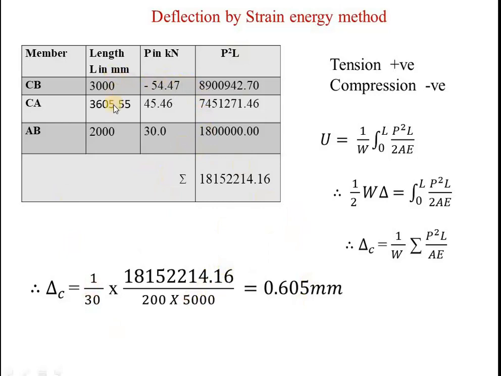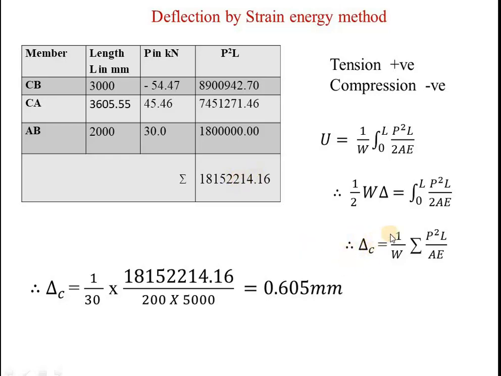I have taken length also in mm. The diagonal length you need to calculate. One horizontal length and one vertical length is there. The diagonal length you need to calculate by knowing the vertical and horizontal. So you enter the length values and corresponding forces. Again, if tension is there, you have to enter with a plus sign. If compression is there, you have to enter with a minus sign. Then P square L, this square into L, will come over here. Similarly, do for all the three members. Take the summation. This is the sigma P square L.